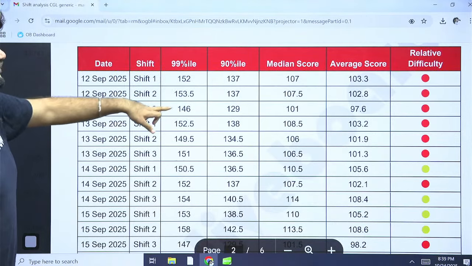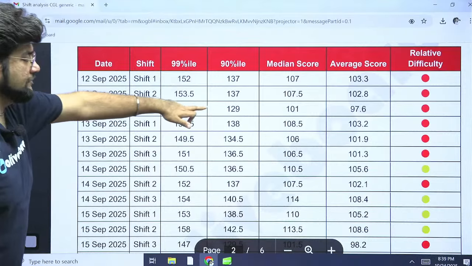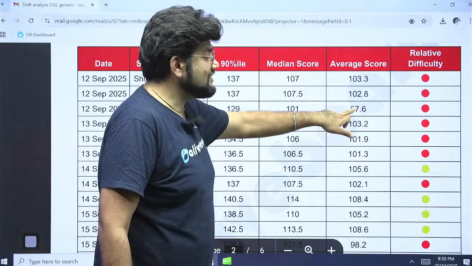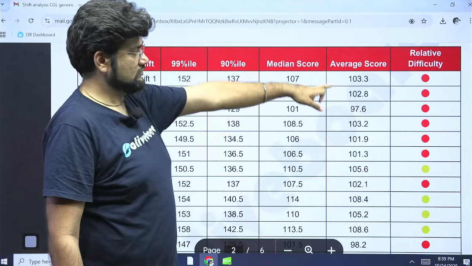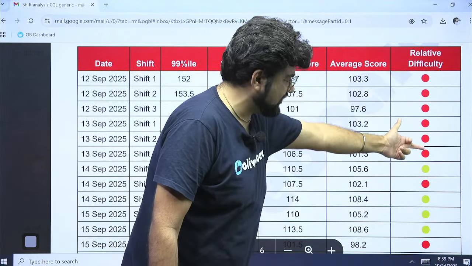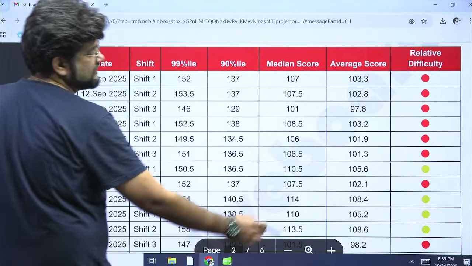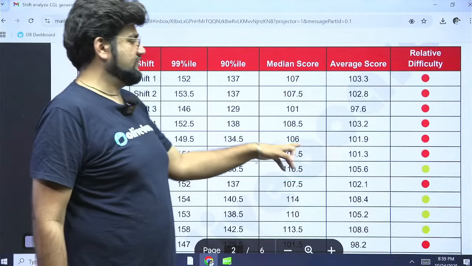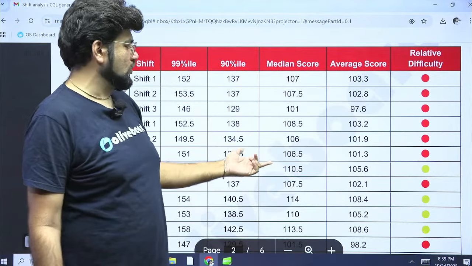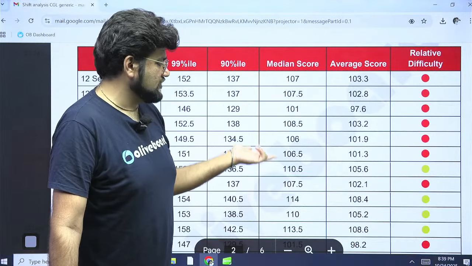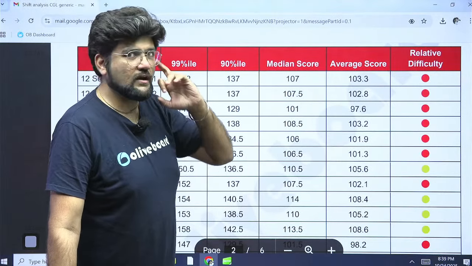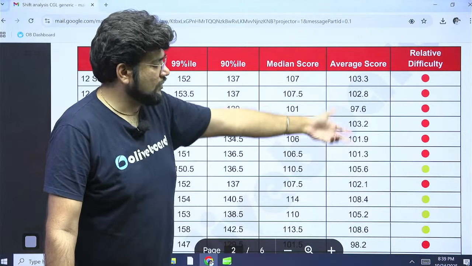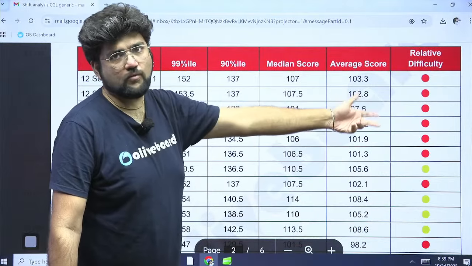12 September shift 3, 146 is the 99 percentile score, 129 is the 90 percentile score, 101 is the median score, 97.6 is the average score. Constantly you can see difficult shifts here. We have one moderate shift here, 105.6. So I believe anything up to 105 average score or median score up to 110 is probably a difficult shift. Anything above 110 to 115 probably is a moderate shift, and anything above 115 as a median score, or around that or a plus that in an average score, probably is an easier shift.